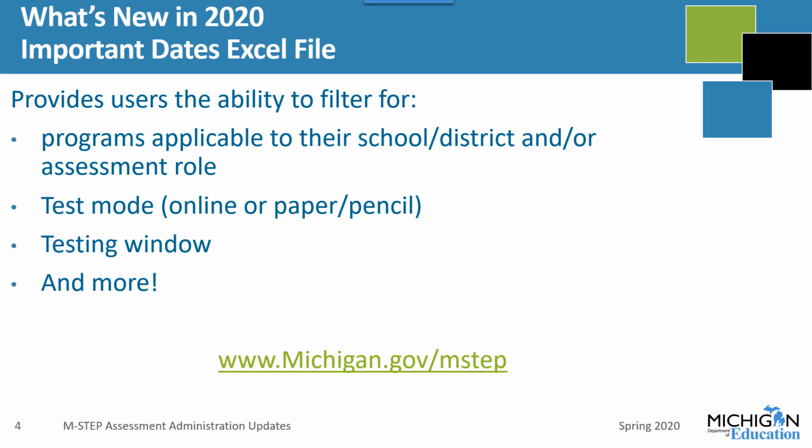The PDF versions of the important dates are still available if that is your preferred way to look at the dates. Both documents, the Excel spreadsheet of important dates and the PDF version of the MSTEP important dates, are available on the MSTEP webpage under the What's New and Current Assessment Administration sections.